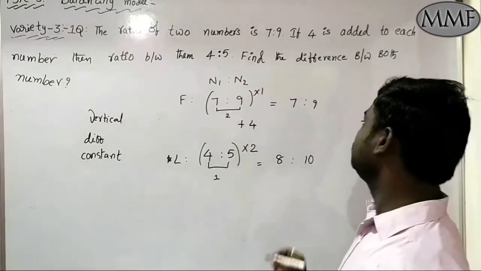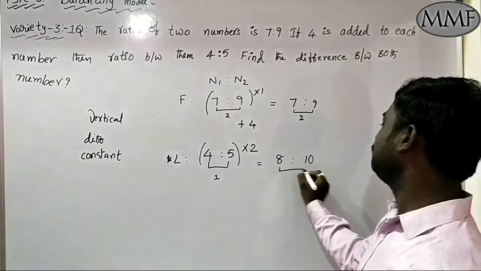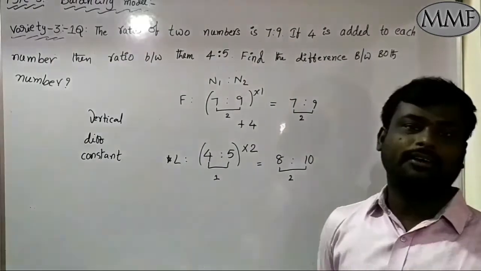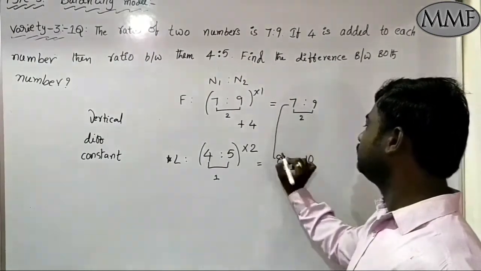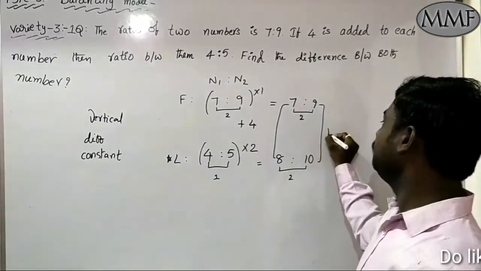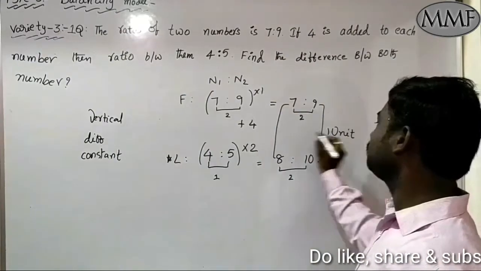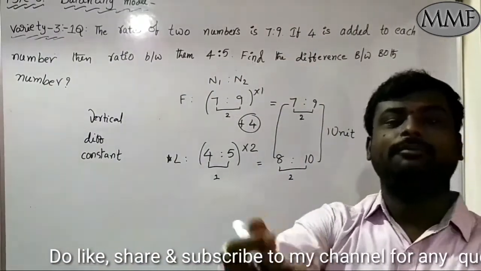Clear? Now let's see here. What is the gap you are having? 2. What is the gap you are having? 2. Perfectly alright, horizontal gap. Then what about the vertical gap? What about this gap? 1. What about this gap? 1. That 1 unit gap given in the question is what here? 4, since each number is added by 4.